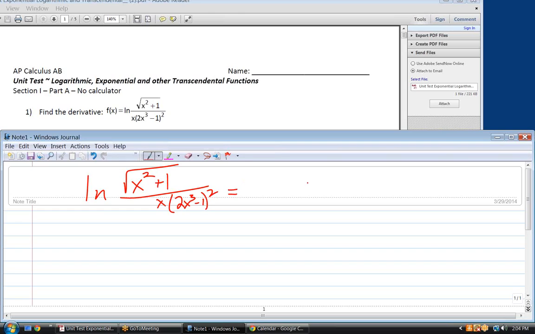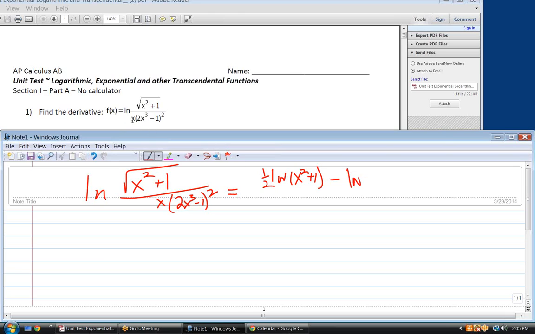You got it. So what is that equal to? Natural log of the top is the square root of that. So it's x squared plus 1 to the 1/2, which means I can put the 1/2 there. Minus what? Minus x times that quantity squared.